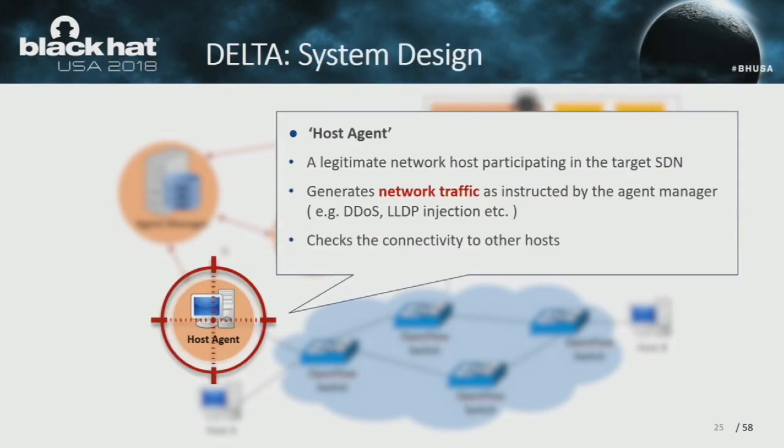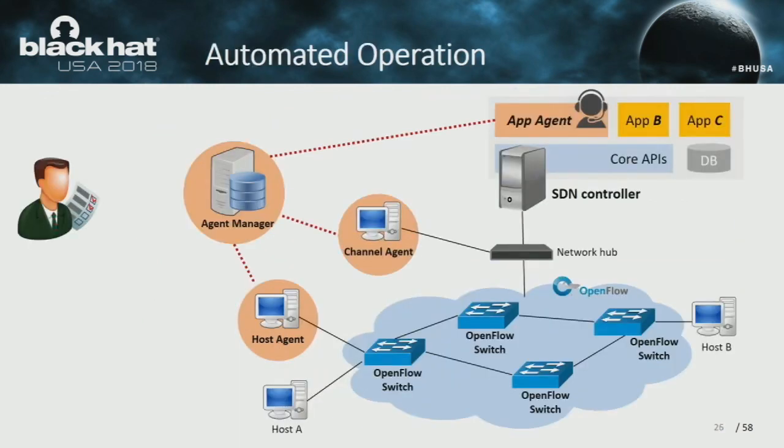And lastly, the host agent acts as a normal host, participating in the target SDN. So it is capable of generating network traffic to any accessible targets. For instance, the host agent sends a large volume of network traffic to the OpenFlow switch, causing a packet flooding attack that I mentioned before. And it can be used to verify the connectivity to the other host or whether there is a performance degradation on the switch from the traffic latency. So this is how Delta basically works.